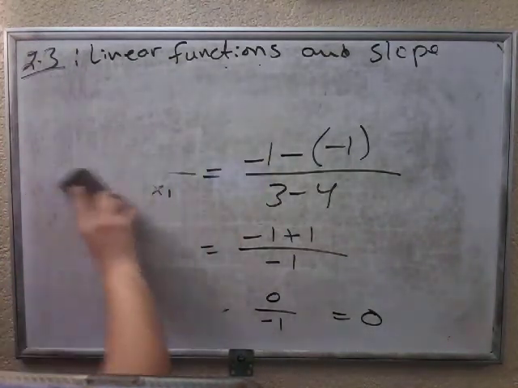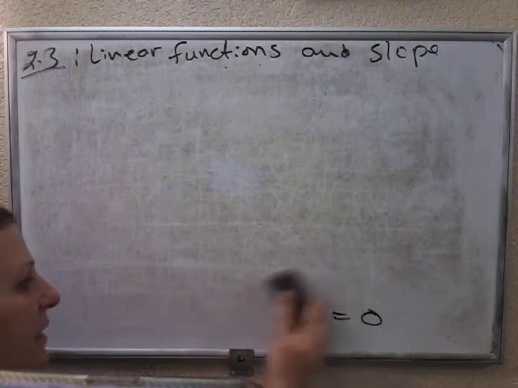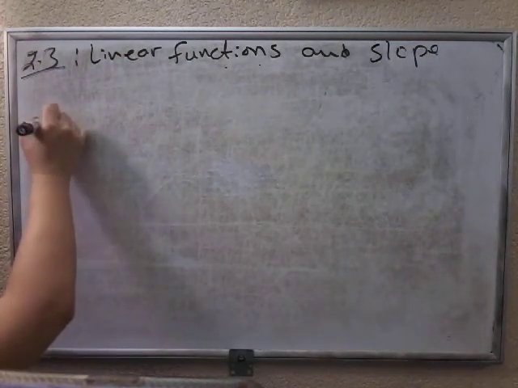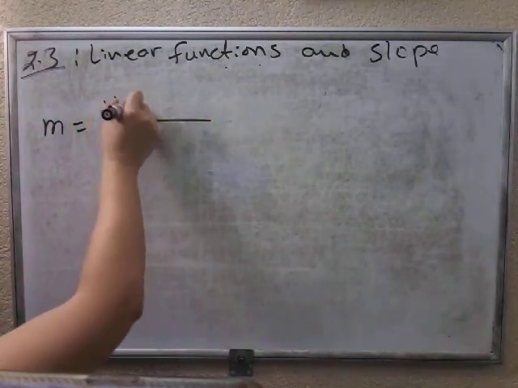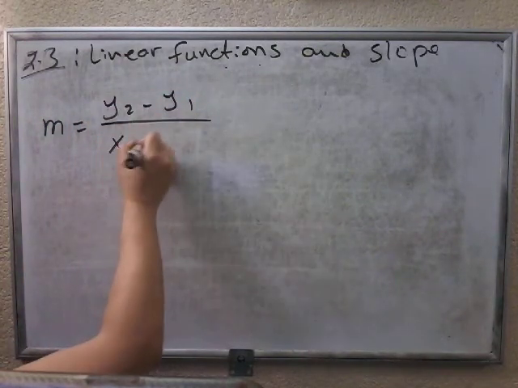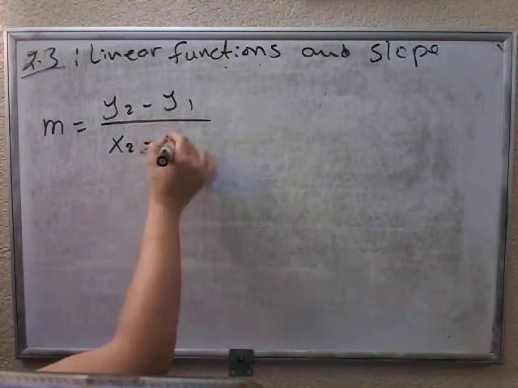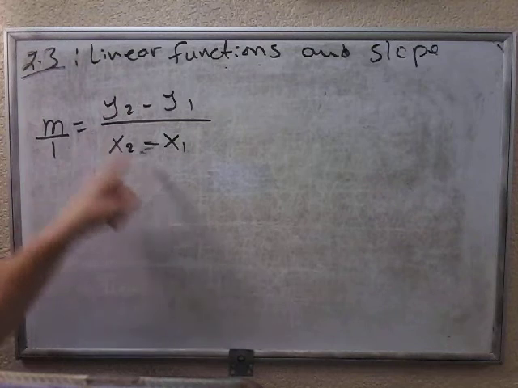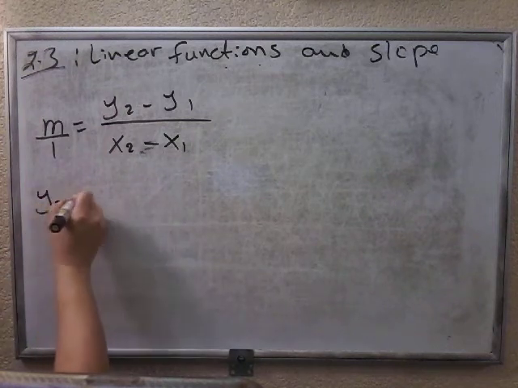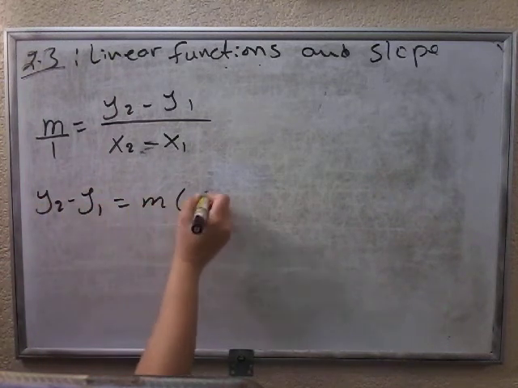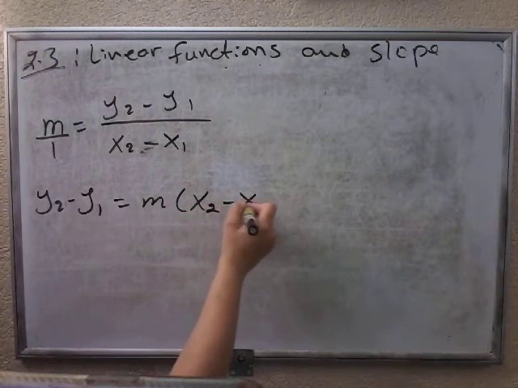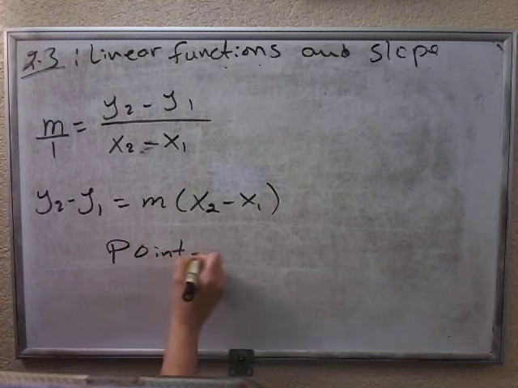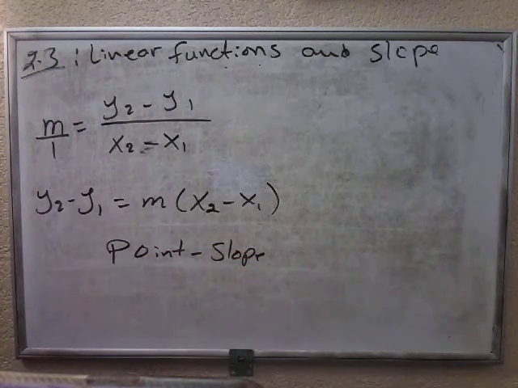Okay. Let's talk about another formula and how to find the equation of the line of the function. So do you remember when we had m equals y2 minus y1 over x2 minus x1? If I just cross multiply, then we will have y2 minus y1 equals m times x2 minus x1. This is called the point slope formula.